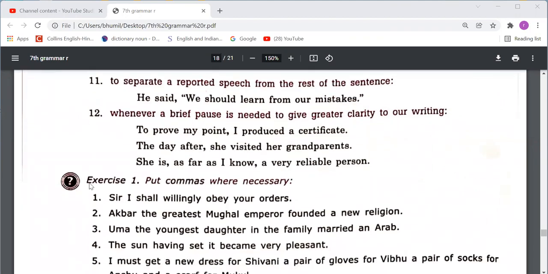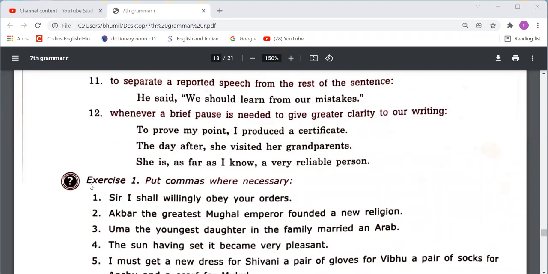Point number 12. Whenever a brief pause is needed to give greater clarity to our writing. So whenever we have to give a short pause, the purpose of the short pause is to give clarity regarding our writing. So for that purpose also, we need to use a comma. Like, to prove my point, I produced a certificate. It means we want to separate things, like this phrase is different from that sentence.